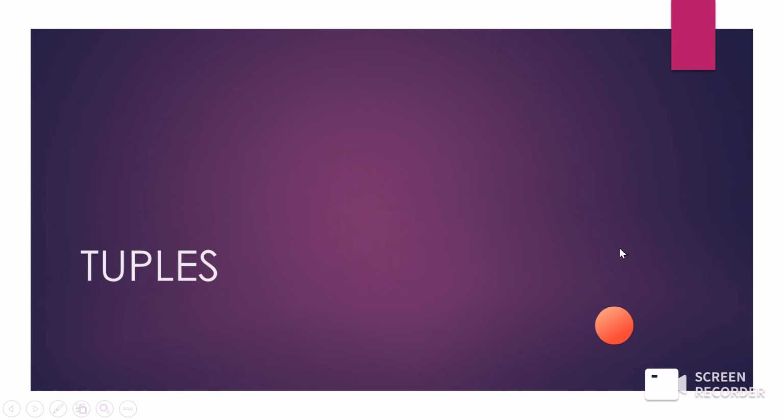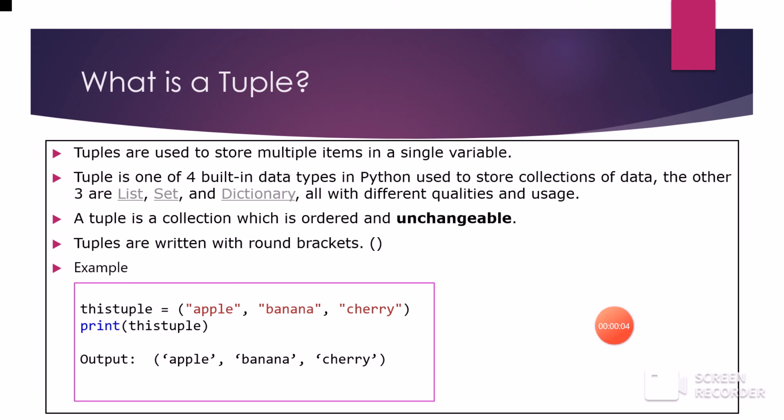We are going to look at a section called tuples. What is a tuple? Tuples are used to store multiple items in a single variable. Tuple is one of four built-in data types in Python used to store collections of data. The other three are list, set, and dictionary, all with different qualities and usage.